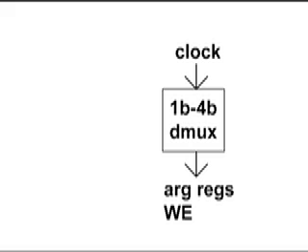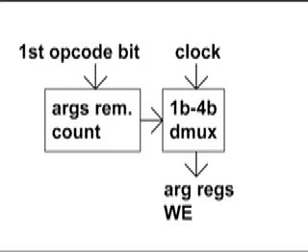To send write signals to the argument registers, the command parser uses a 1-bit to 4-bit demultiplexer, abbreviated dmux. The address of this dmux is determined by an argument's remaining counter. As the computer loads each argument, the argument's remaining counter is decremented. The number of arguments is initially determined by the first opcode bit.